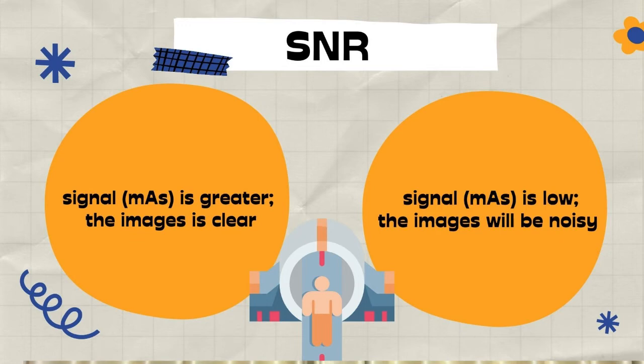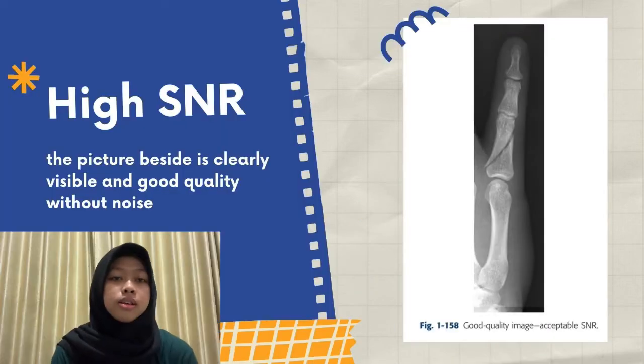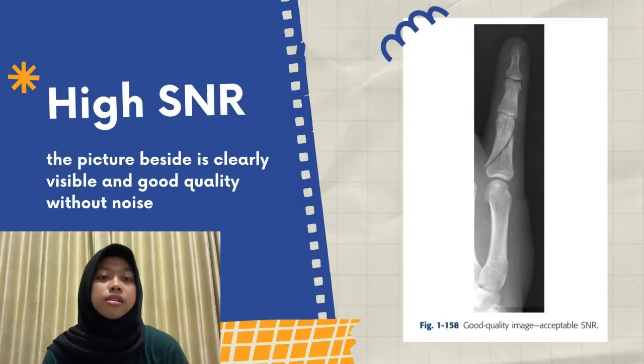If signal is greater than the noise, then the structure of the soft tissue can be seen clearly. On the other hand, if the signal or mAs is low with high noise, it will produce an unclear and grainy image. Next slide is high SNR.